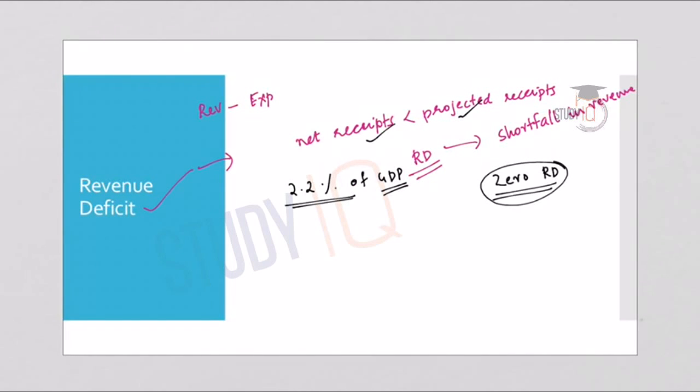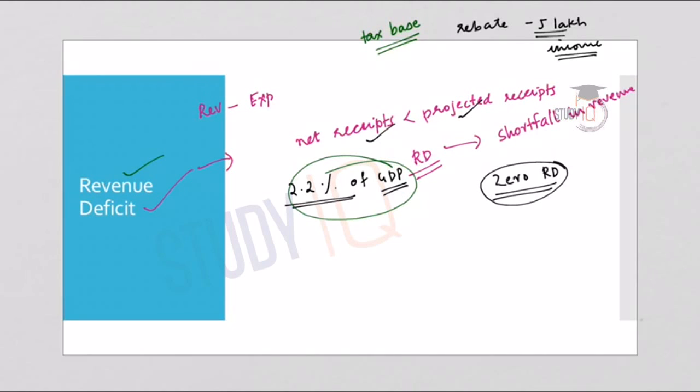So, with new announcements in the budget like a rebate on income tax up to 5 lakh, this will have a serious impact on the income or revenue collection of the government in the form of taxes. Again, the revenue receipts can go down if the tax base does not increase significantly. So this will have a serious implication on the revenue deficit as well.